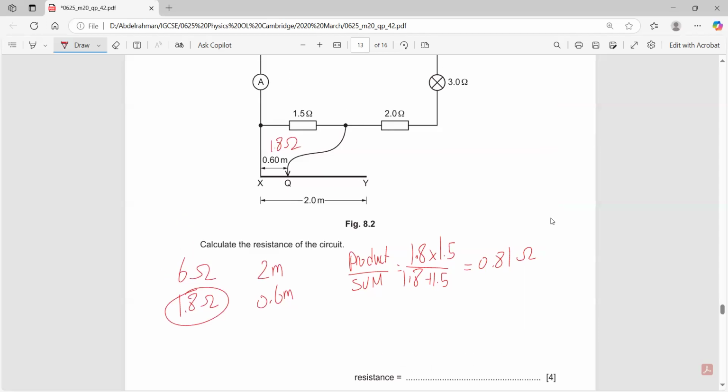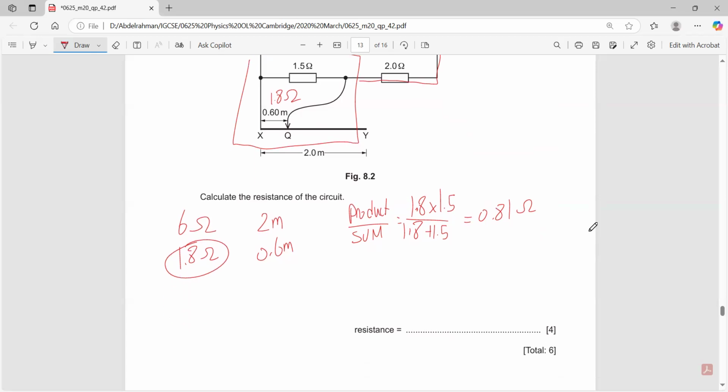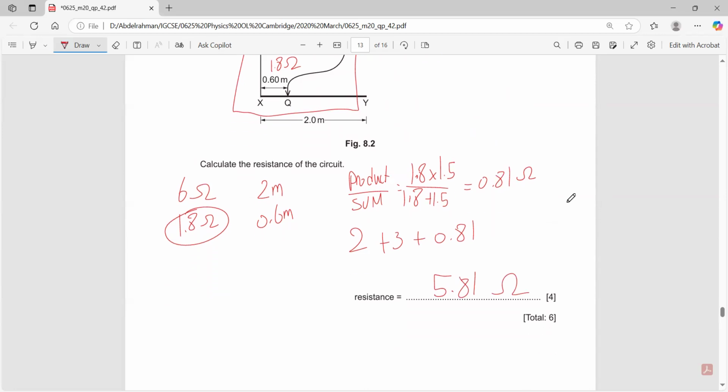What would the total resistance be? Can I just add the other resistors? Yes, you can add the other resistors. Why? Because they are in series. They are in series with this block. So 2 plus 3 plus 0.81, which is 5.81 ohms.